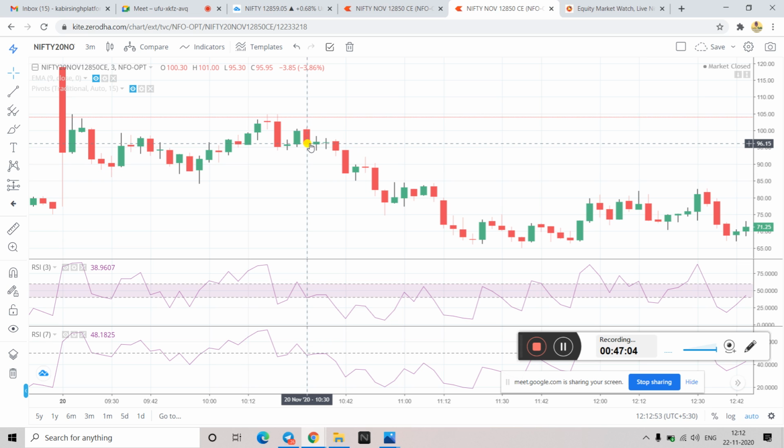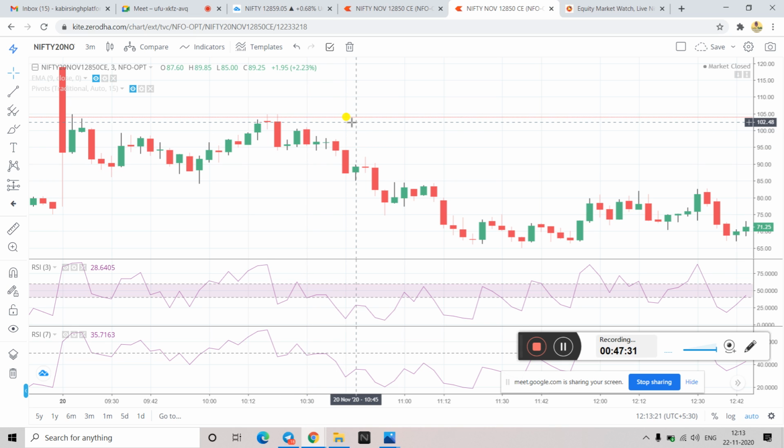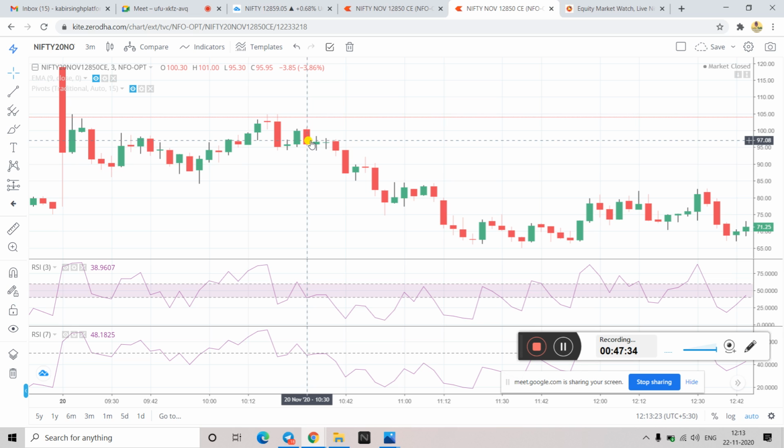Like in this case, if you just see, the open is around 100.3 and the high is around 101, so only 0.7 difference. You can consider this because the shadow is not more than 1 rupee. Again, the close is at around 95.95 and the lowest point is 95.3. So again, not more than one. So you can consider the shadows. This is a perfect block. This is not a perfect one, but if the shadow is less than 1 rupee, you can consider.